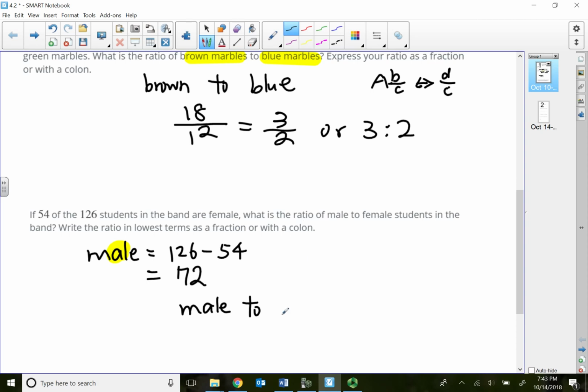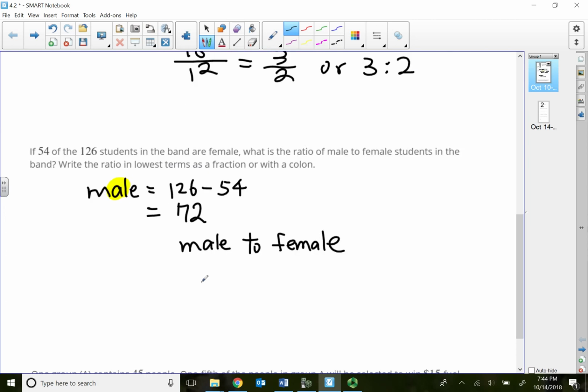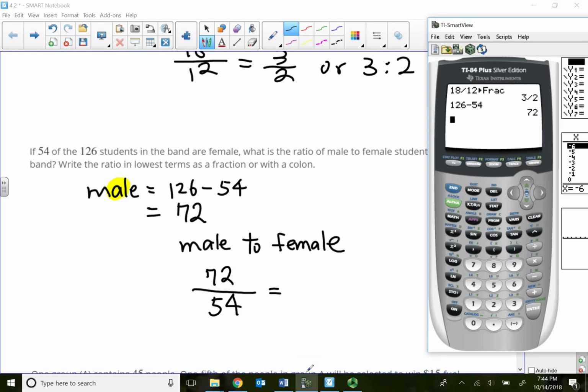It already told you it's a ratio. Male compared to female, so male goes first, male is on top. So there are 72 males compared to 54 females. Once I divide 72 by 54, I cannot say my answer is 1.3 repeating, because a ratio is always written as a fraction, and inside the fraction we write integers. It has got to be something compared to something. That's why using integers is the best way.